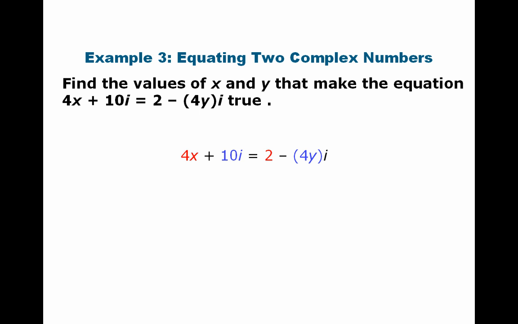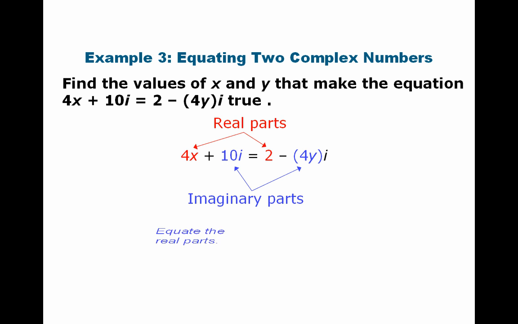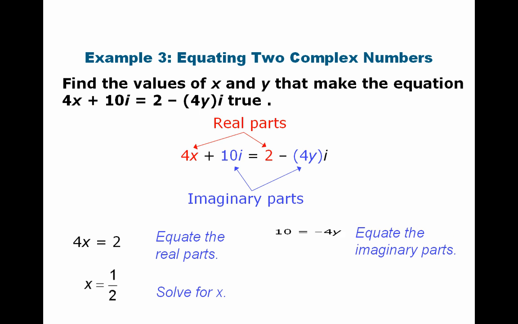So we have 4x plus 10i equals 2 minus 4y times i. And you can see that the real parts are in red, the 4x and the 2, and the imaginary parts are in blue, the 10i and the 4y. So let's take the real parts and set them equal to each other. So you have 4x equals 2, therefore x equals 1/2. And then the i part stays the same, so we set 10 and negative 4y equal to each other. Take the sign with it. Solve for y, and we get negative 5/2.